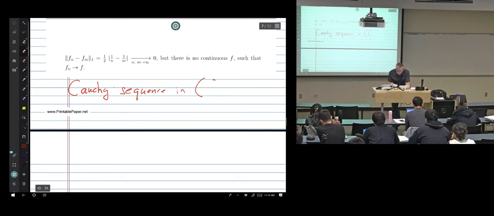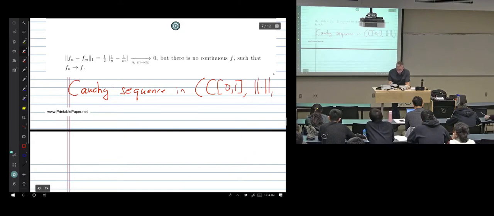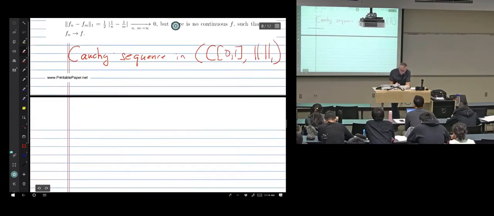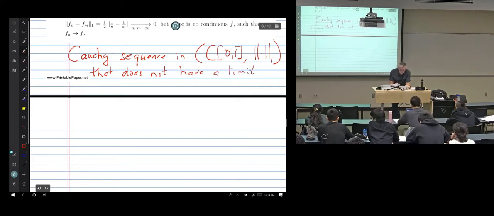Our normed space is the continuous functions on [0, 1], and we put the one norm on it. That does not have a limit in C[0, 1].